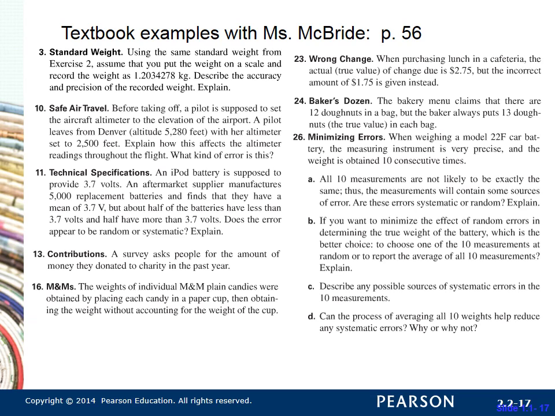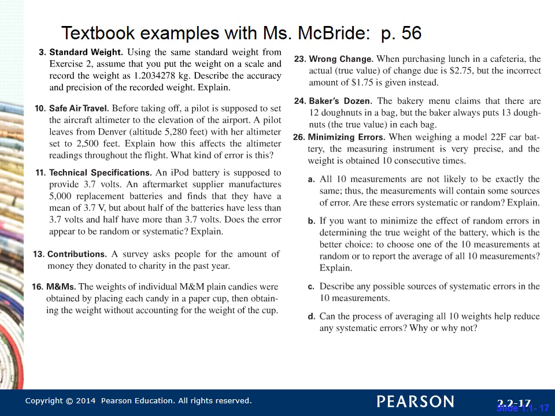All right, C, describe any possible sources of systematic error in the 10 measurements. Well, if that scale is off, that will do it. So it'll be consistently off by the same amount. So I would get a systematic error if the scale is off. All right, can the process of averaging all 10 weights help reduce systematic error? No, it can't. It's still going to be off no matter what.